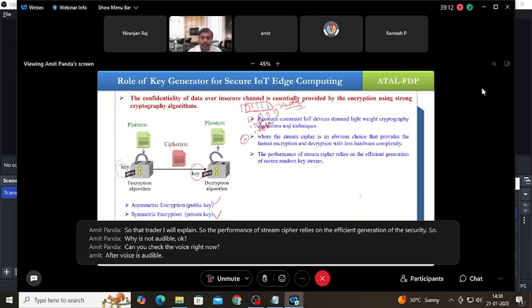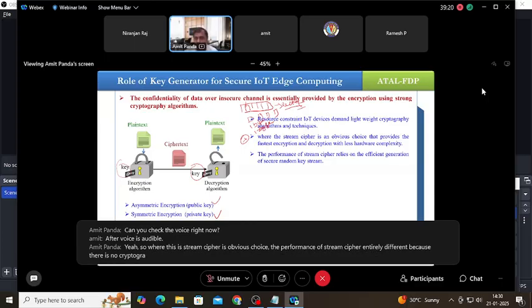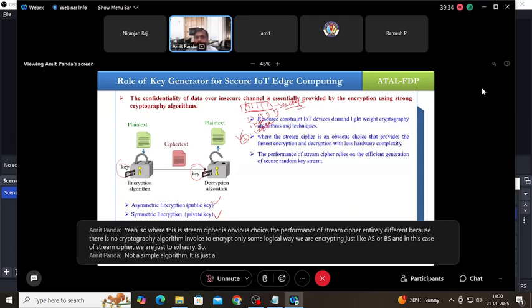So here, stream cipher is an obvious choice. The performance of a stream cipher is efficient because there is no cryptographic algorithm involved to encrypt. It is only some logical way of encrypting, unlike AES or DES. In the case of a stream cipher, we are just XORing. XOR is not a complex algorithm. It is just a logical operation, and we use that logical operation to encrypt.